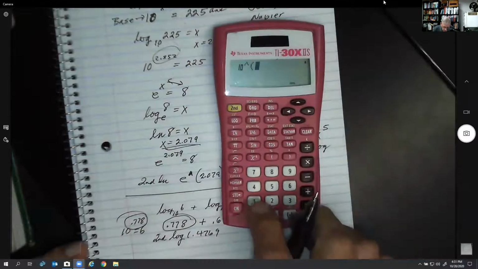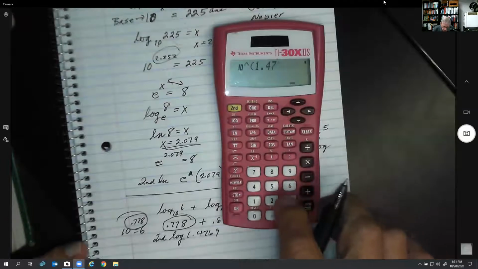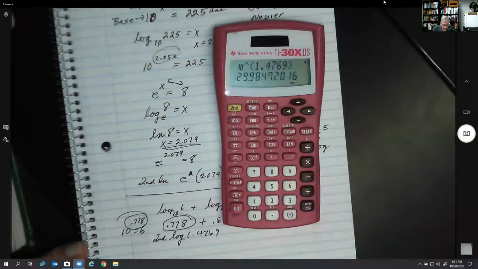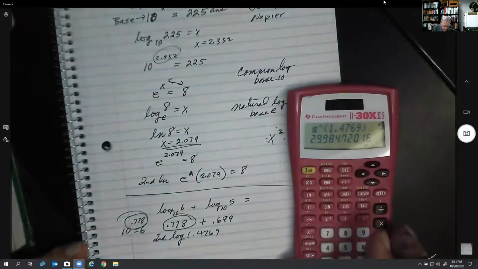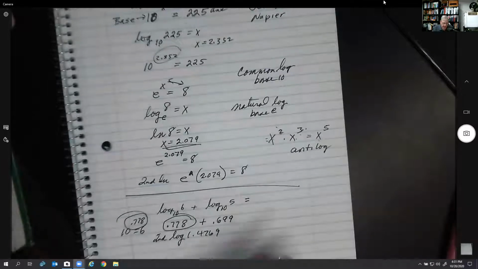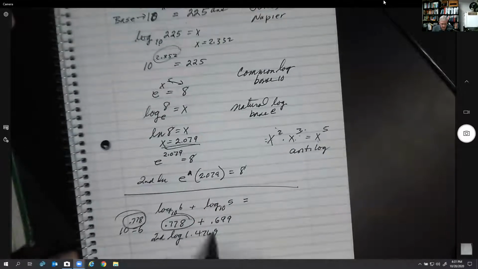And I got to put that number in, 1.4769, I think it was. No, it didn't come out too great. Okay. Maybe I messed up somewhere. But that's kind of the idea behind it. Kind of did this in a hurry. So if we hit the second log of that, the anti-log, we should come up with the original number.